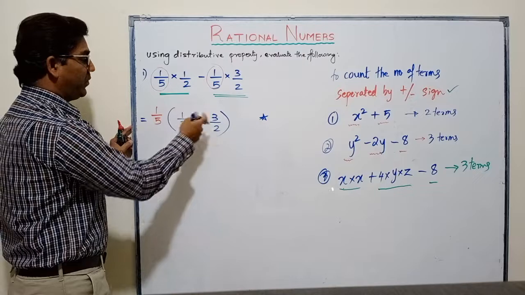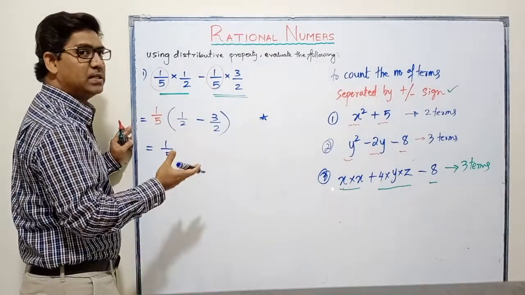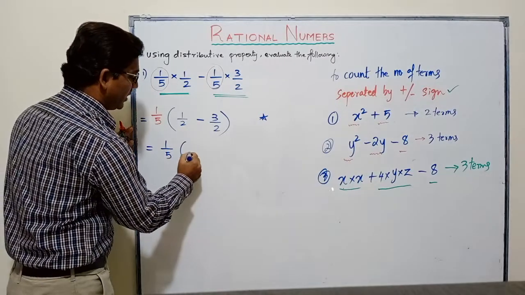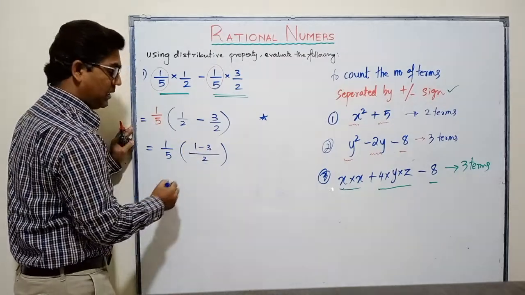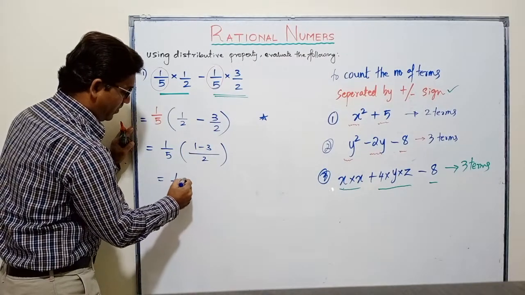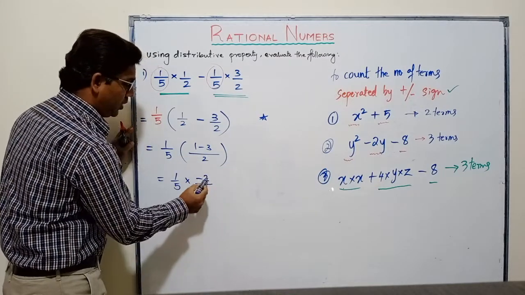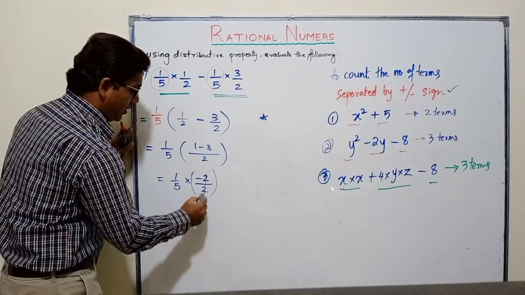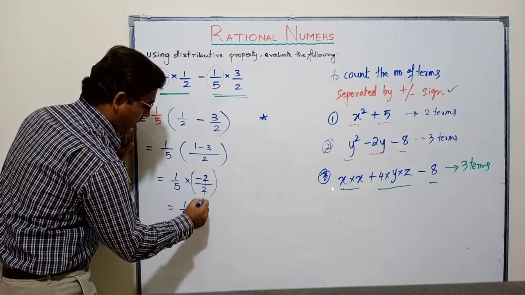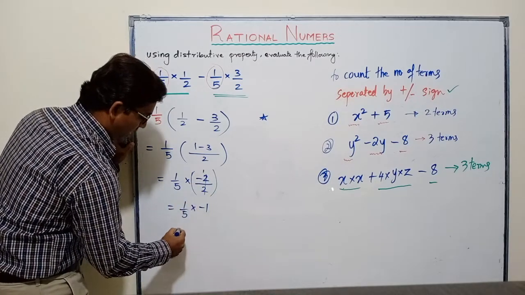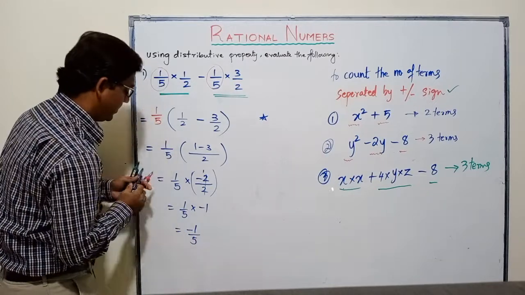Now let's simplify the bracket. One good thing in this particular question is that the denominator is the same, so you don't have to find the LCM, just subtract the numerators. The denominator 2 will be as it is, and the numerator will be 1 minus 3. So 1 over 5 times 1 minus 3 is minus 2, over the denominator 2. The 2 and 2 will get cancelled. So I get here 1 upon 5 times minus 1. So 1 upon 5 into minus 1 is minus 1 over 5. So this is my final answer.